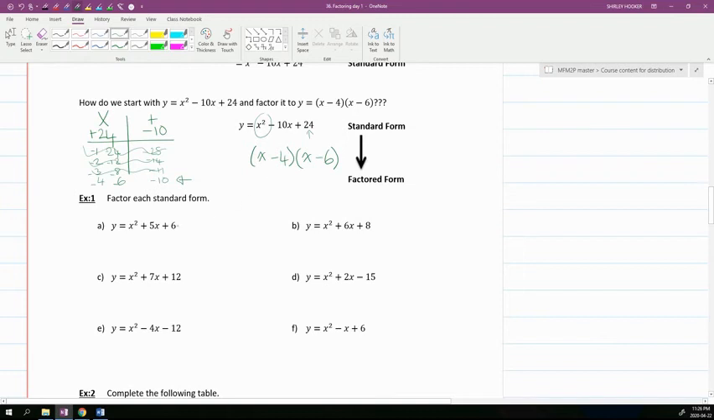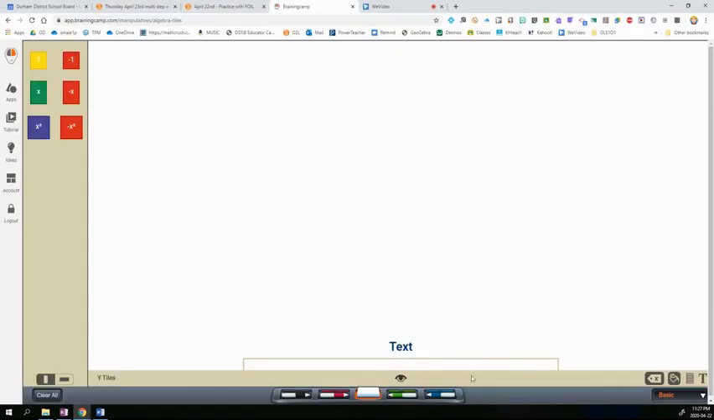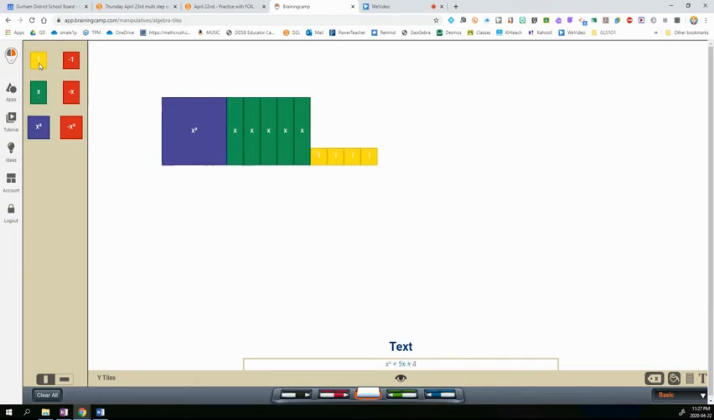All right, so we're going to do one more example. I'm going to take example, which one do you want me to do? Let's go with example A, and we'll take a look at it both ways. x squared plus 5x plus 6. Let's go back to our app. x squared plus 5x plus 6. So let's start with our x squared plus 5x, 1, 2, 3, 4, 5, and then plus 6.